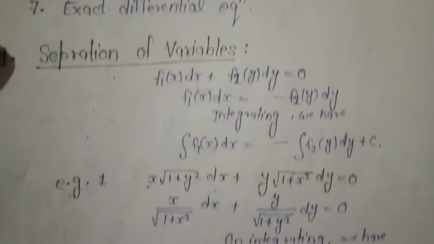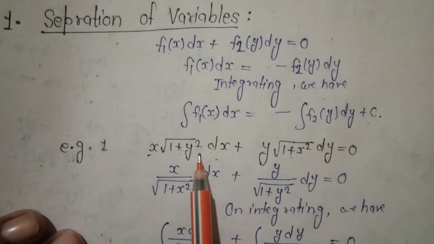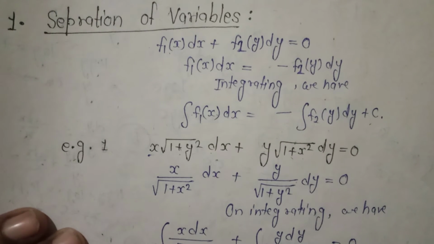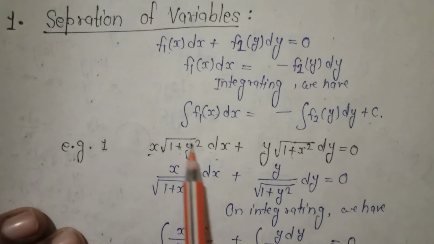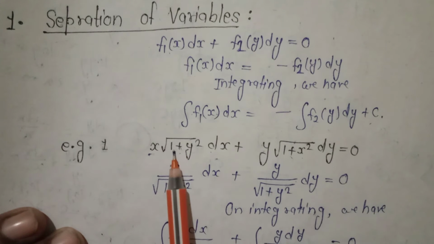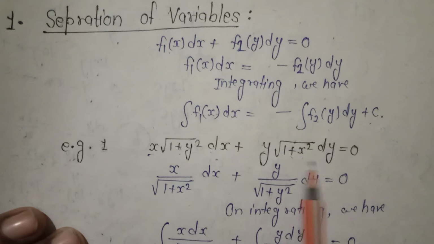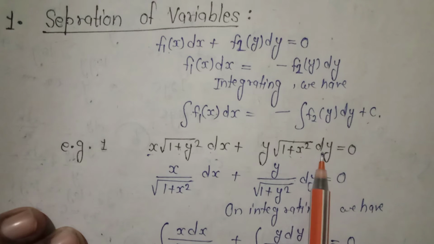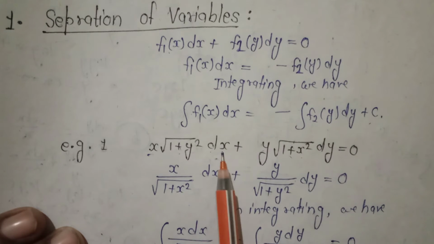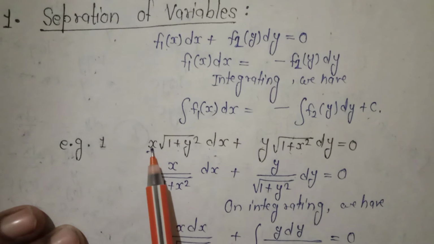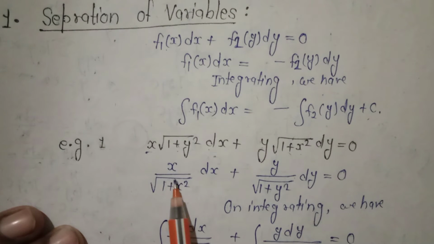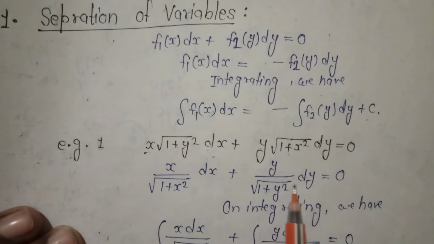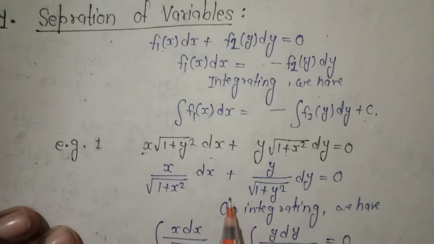I am taking one example: x under root 1 plus y square dx plus y under root 1 plus x square dy equal to 0. You can see this is a mixture of dependent and independent variables, and here is dx and here is dy. So we will try to separate the variable y at one side and the variable x at the other side. So I can write x upon under root 1 plus x square dx plus y upon under root 1 plus y square dy equal to 0. You know how we can write this.